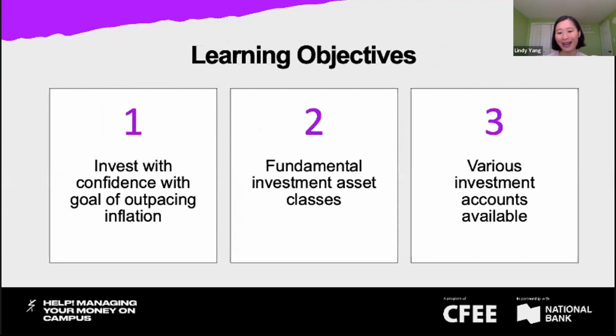So coming out of this workshop, I hope you feel that you've learned the foundational skills necessary to invest with confidence and why it's important to invest for your future to help outpace inflation. I hope that you've learned a bit about the basic investment asset classes, which are cash, fixed income, and equity. And I hope you also know more about the various account options there are for investing. For example, registered accounts like the TFSA and RRSP, as well as non-registered accounts and how taxes impact your investments.